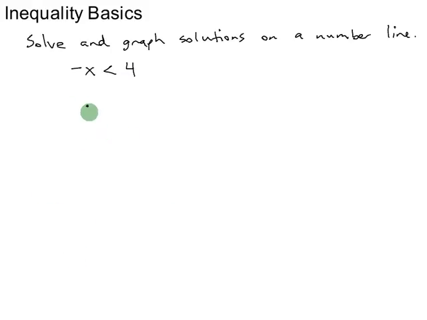Now this one's a bit trickier. Negative x is less than 4, and so you would first think, well, this is like -1 times x, so divide both sides by -1. Well, before we do that, we have to be aware of something. The left side of this, negative x, means the opposite of x. Okay? So the opposite of x is less than 4. So let's look at what that looks like.